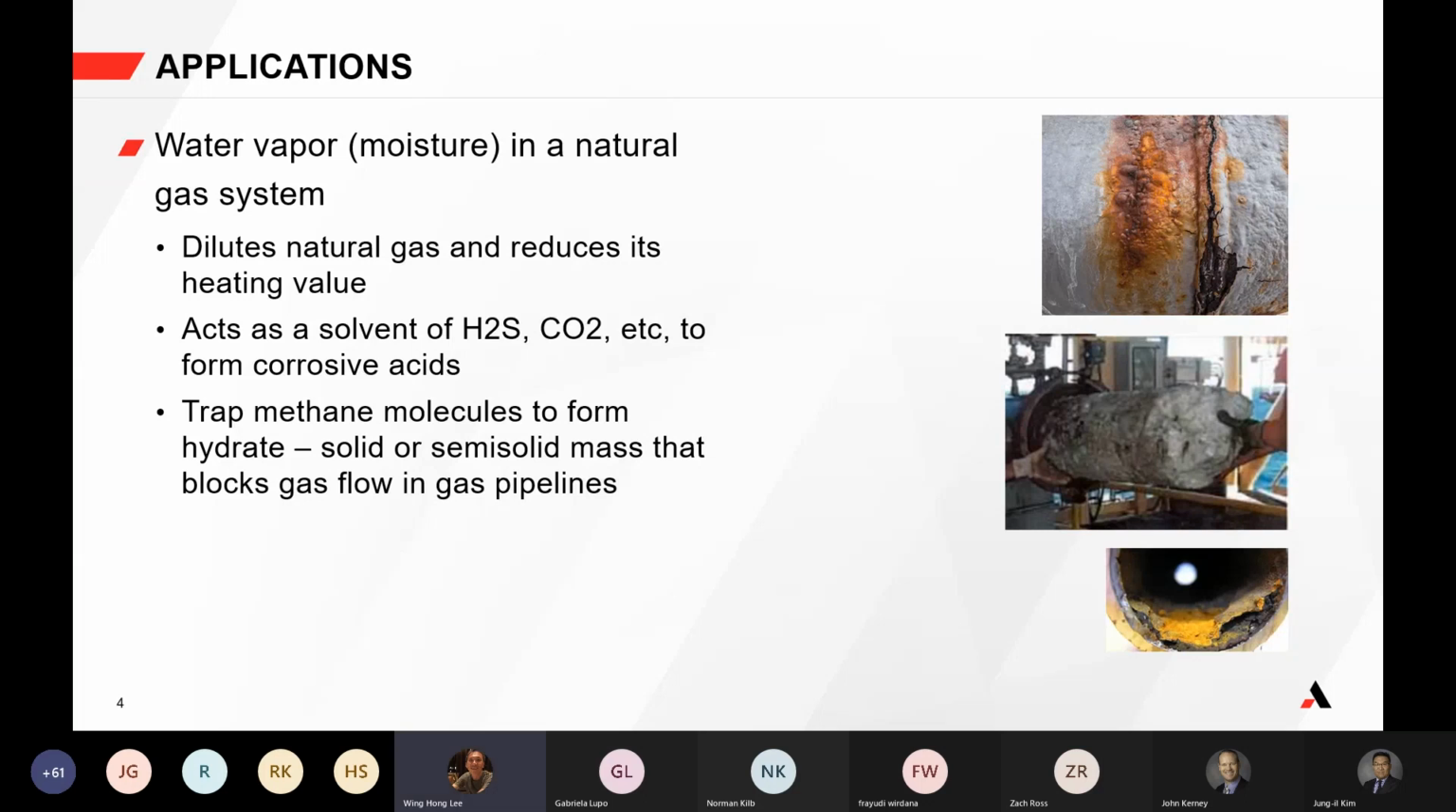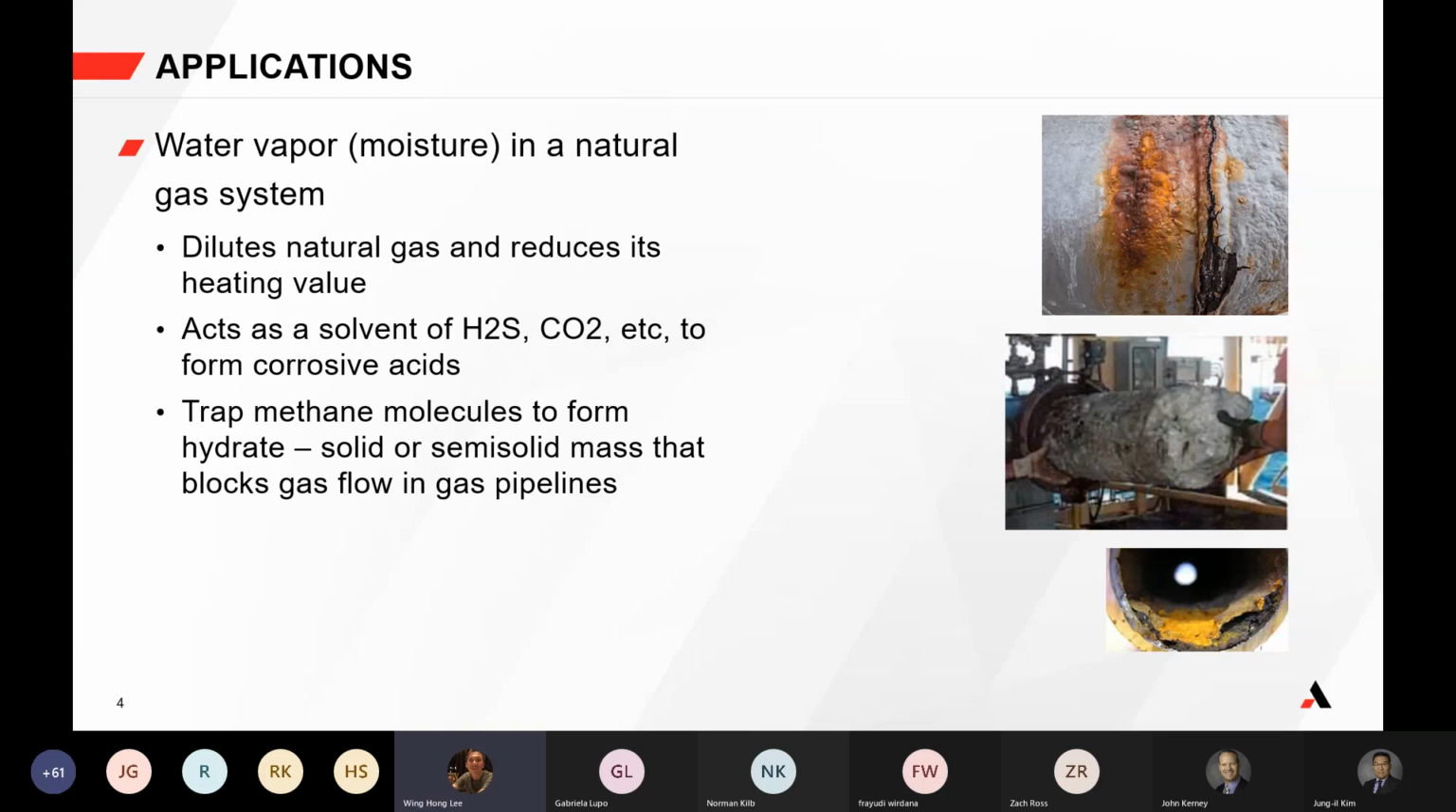Water is an unavoidable impurity of natural gas. If you think about it, water is everywhere on Earth. About 71% of the Earth's surface is covered by water. Water also exists in the air as water vapor, in the ground as soil moisture, and even in our body.